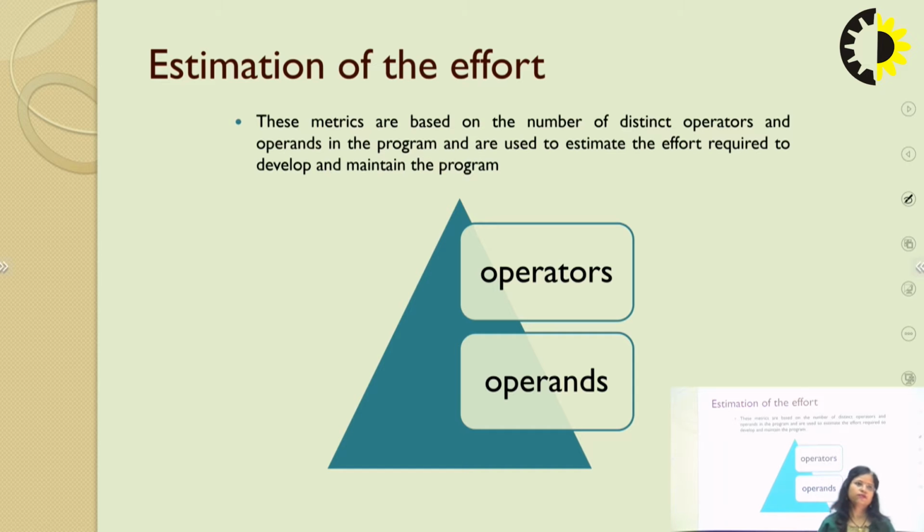Next, estimation of the effort. For calculating the effort, as I already discussed, we need two main tokens. First is operators and second is operands. These matrices are based on the number of distinct operators and operands. This means we need to calculate separately how many operators are there and how many operands are there, and we find the occurrences of these operators and operands for calculating the effort.